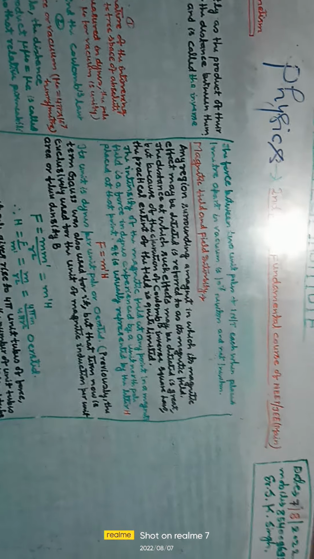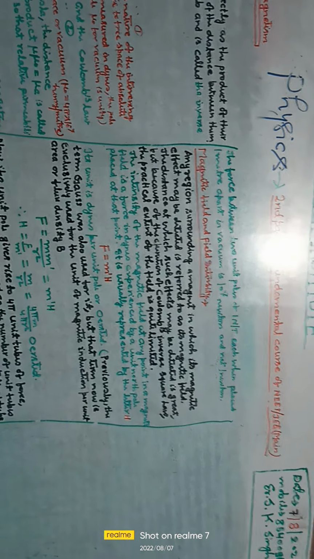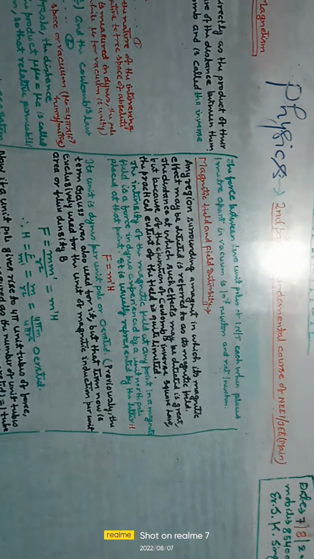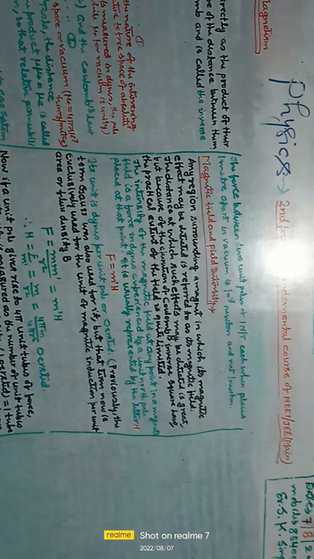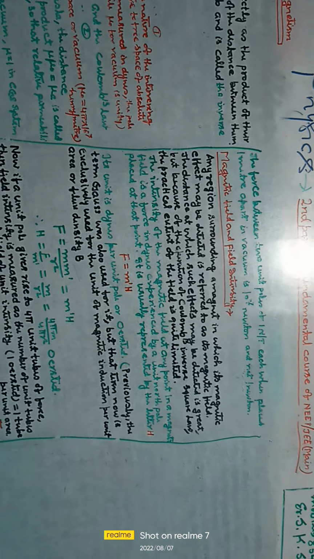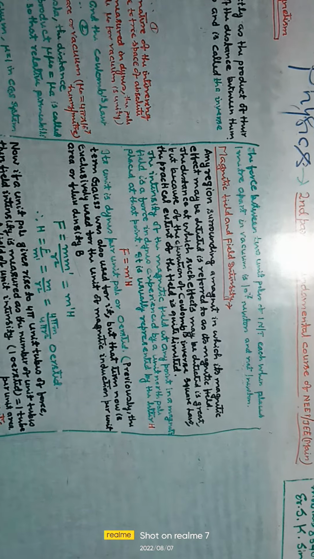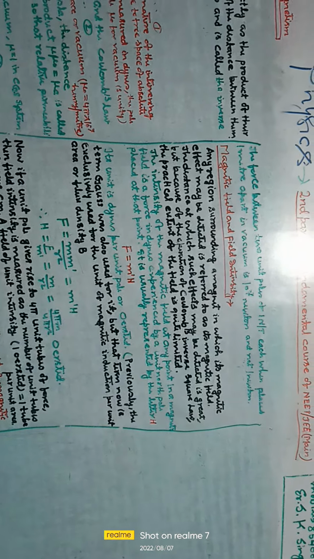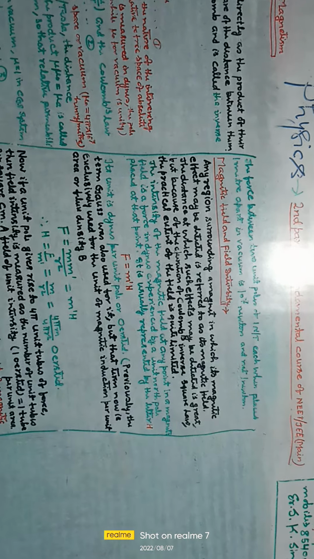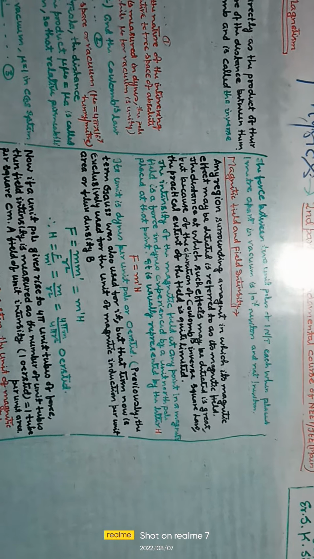Magnetic field and field intensity. Any region surrounding a magnet in which its magnetic effect may be detected is referred to as its magnetic field. The distance at which such effects may be detected is great, but because of the operation of Coulomb's inverse square law, the practical extent of the field is quite limited.